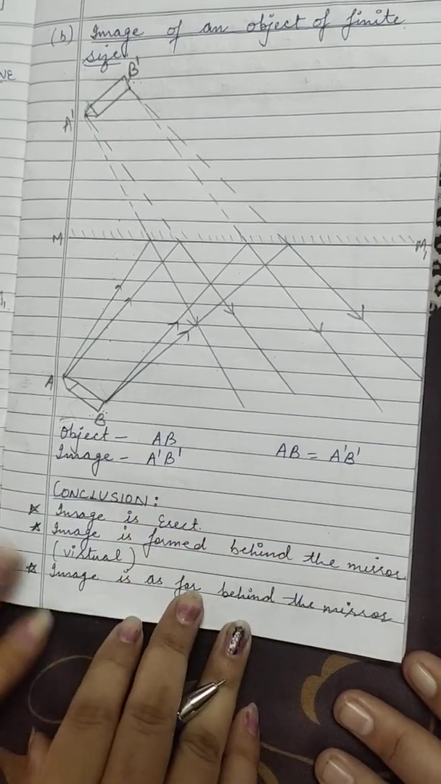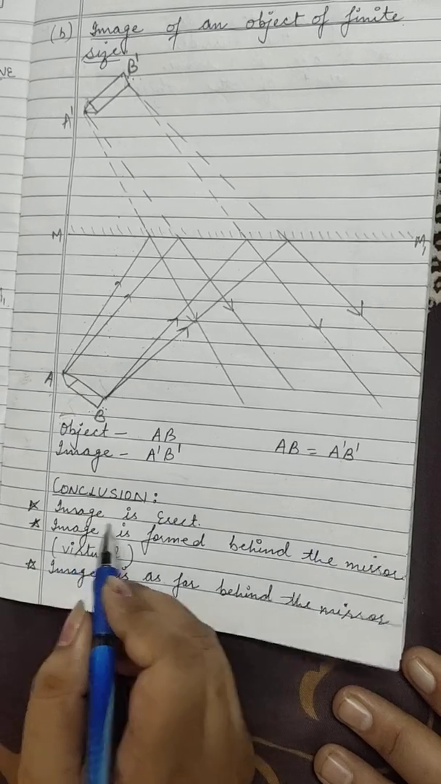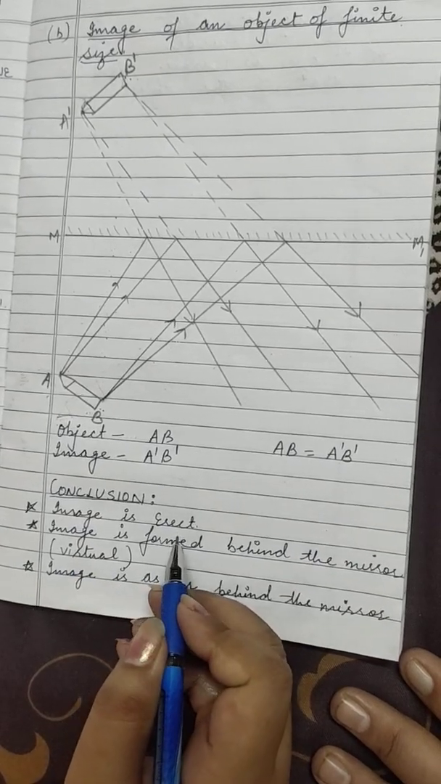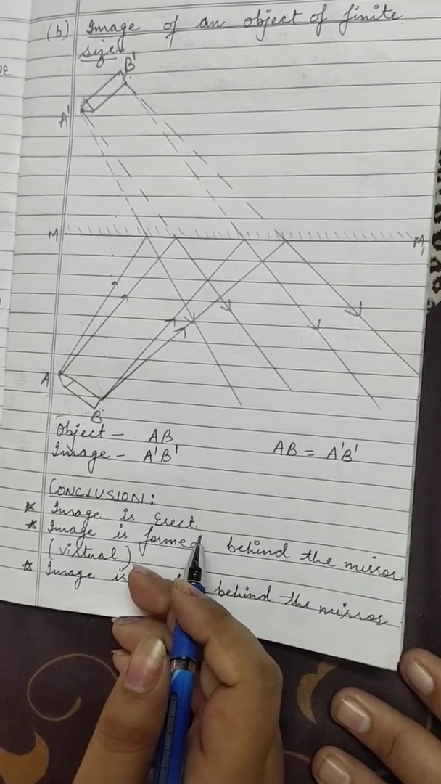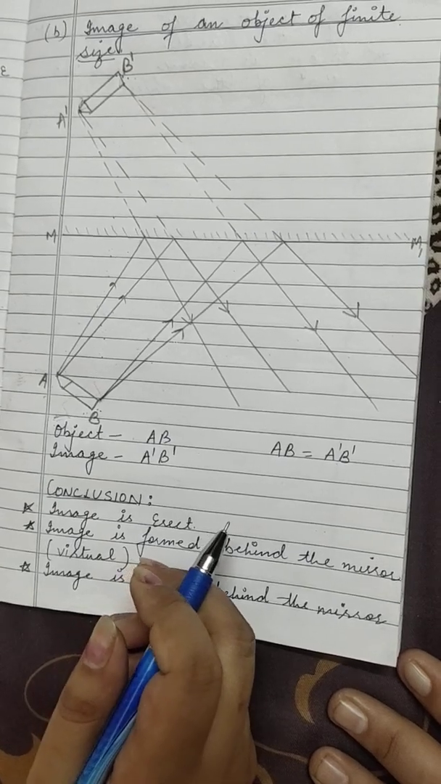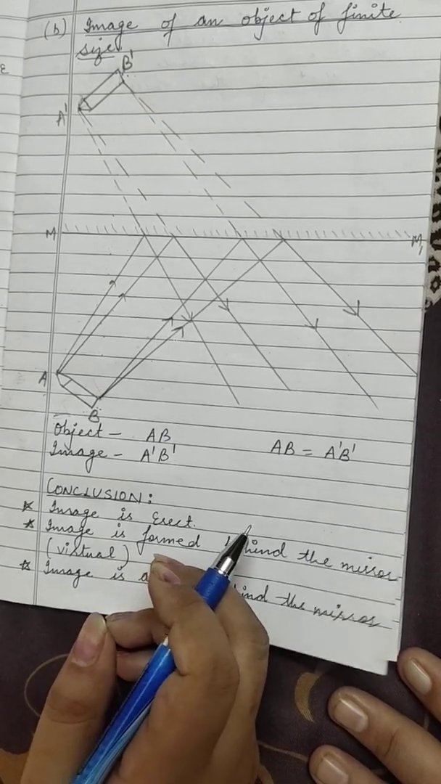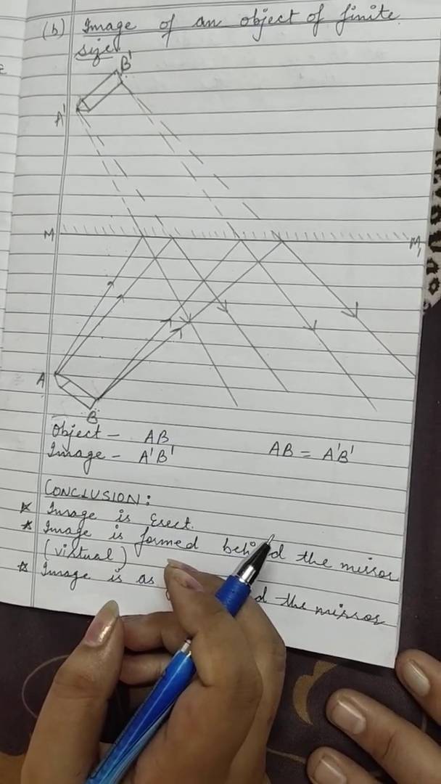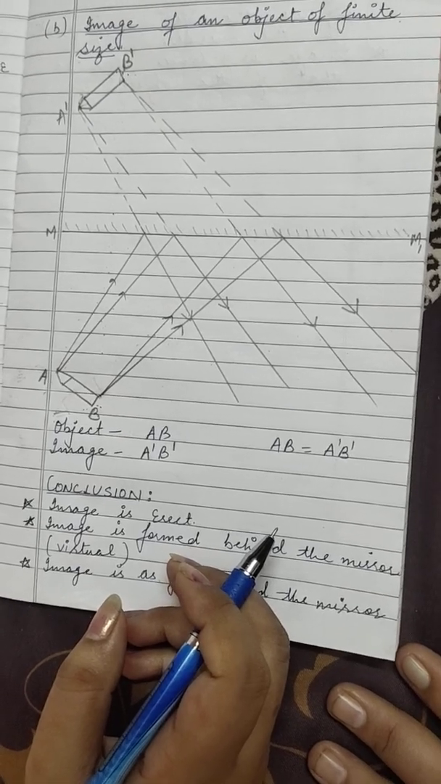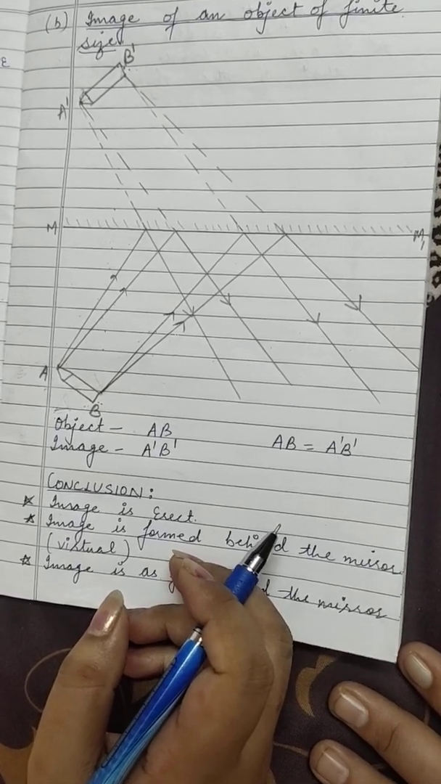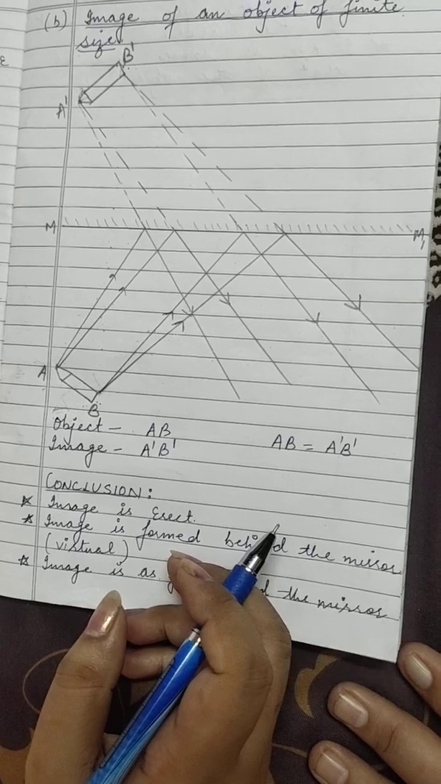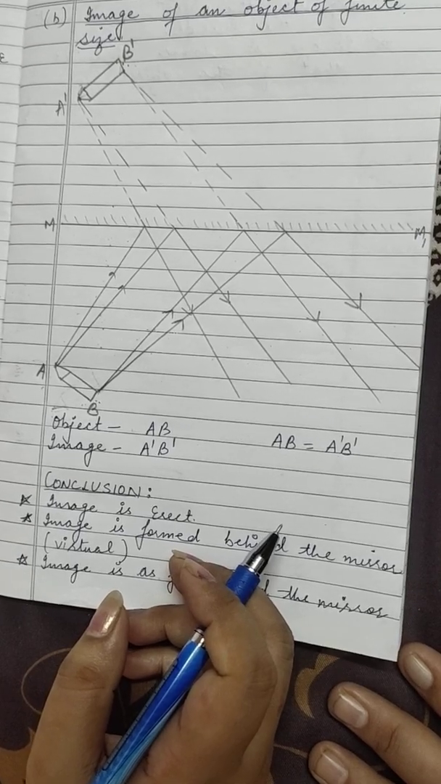Now comes the conclusion. For both this image formation, the image formed is erect. So whenever you stand in your dressing mirror, as I told you earlier that your dressing mirror is a plane mirror, so your image formed is erect, it is not inverted. So you can see that the image formed in case of your plane mirror is always erect.